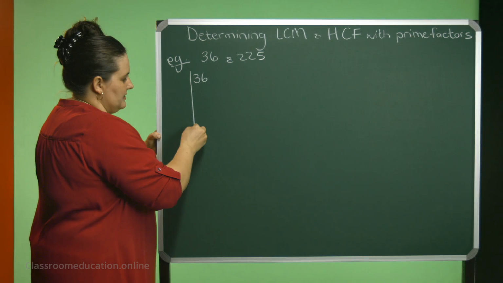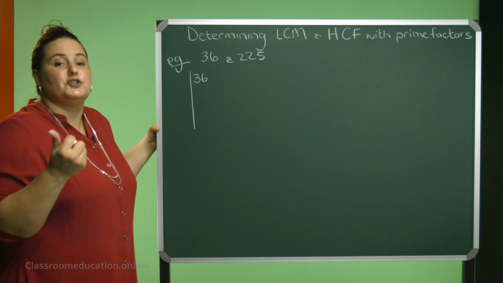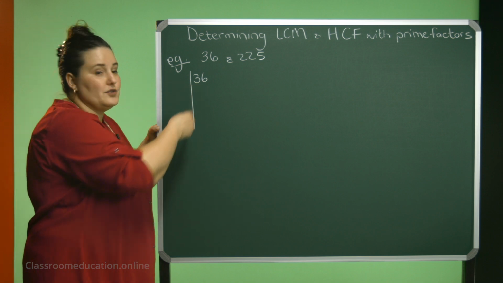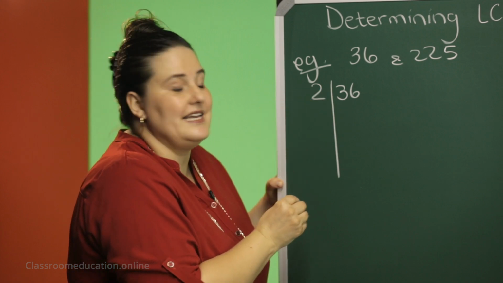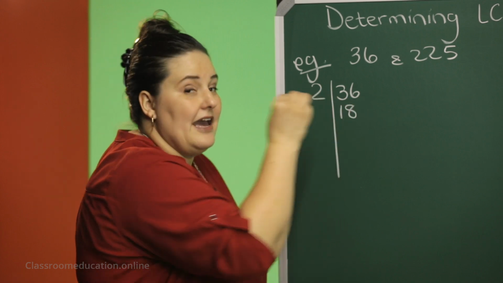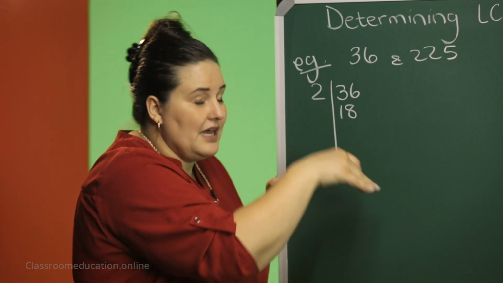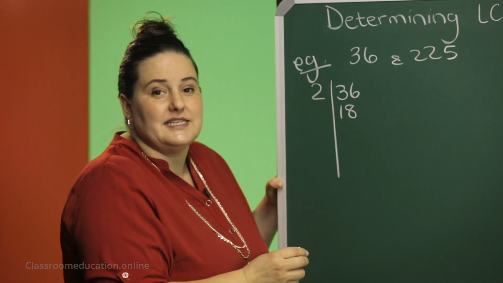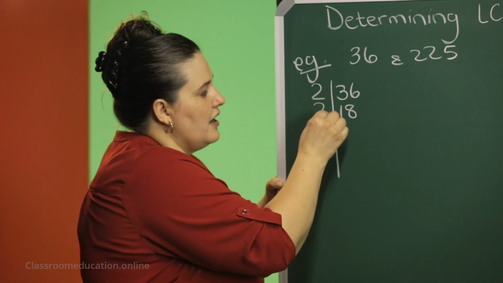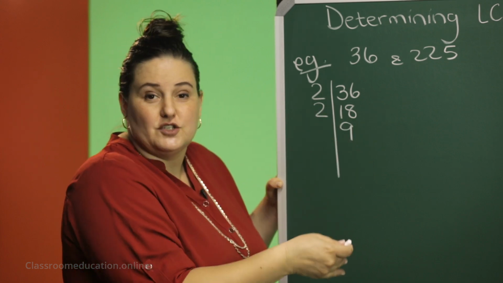So 36. Start with your smallest prime number, a 2. Can 2 go into 36? Yes. 2 can go into 36 18 times. Carry on with the 2. Make sure that every time the 2 is done before you go to the next prime number. Can 2 go into 18? Yes. 2 can go into 18 9 times. And now, can 2 go into 9?